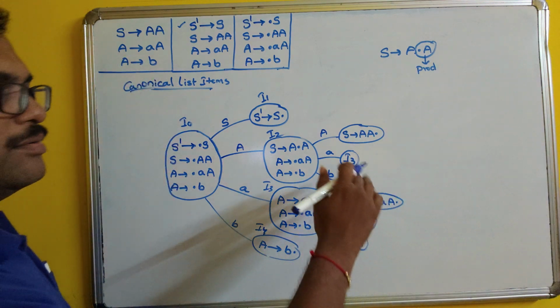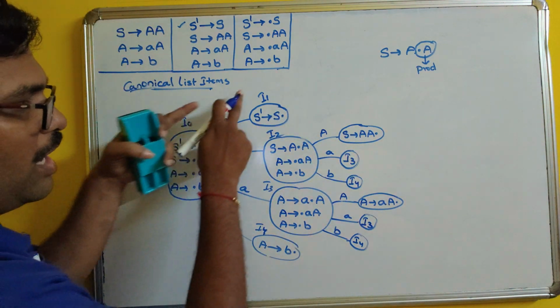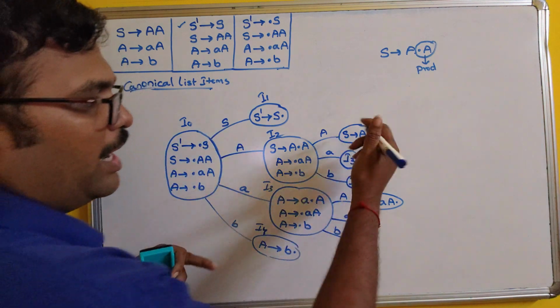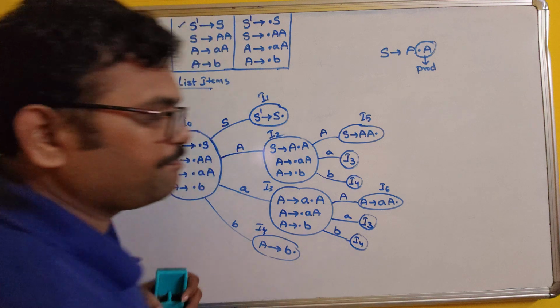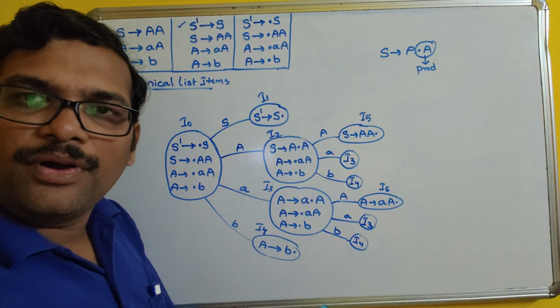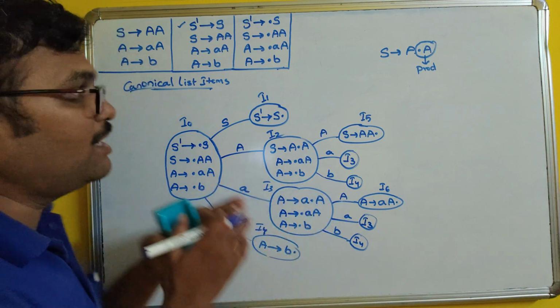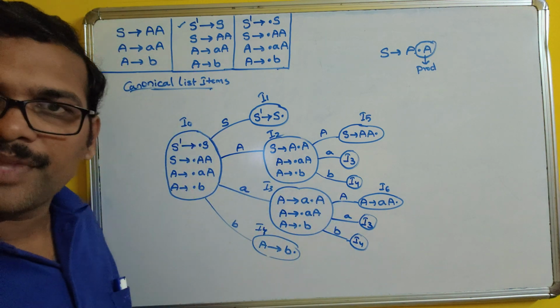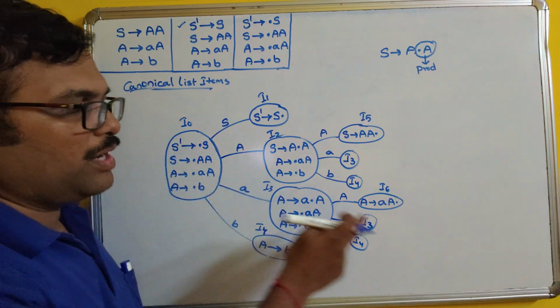So go with the next level. So give the states and go with the next level. I am giving the states: I0, I1, I2, I3, I4, and this will be I5, and this will be I6. So no other production can be further expanded. So we have to stop here. So this is the canonical list of items, with all the states from I0 to I6.